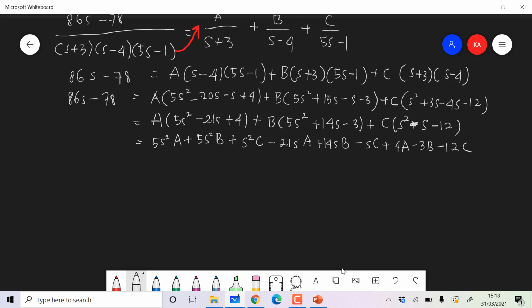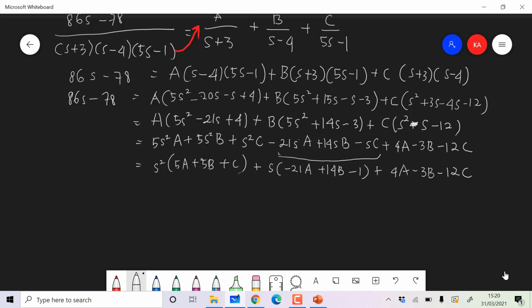Okay, and then we collect the s squared. This one, the s squared coefficient, is 5A plus 5B plus C, and then for s it is minus 21A plus 14B minus C, plus 4A minus 3B minus 12C. Okay, from this one we can see that here the s squared coefficient is 0.